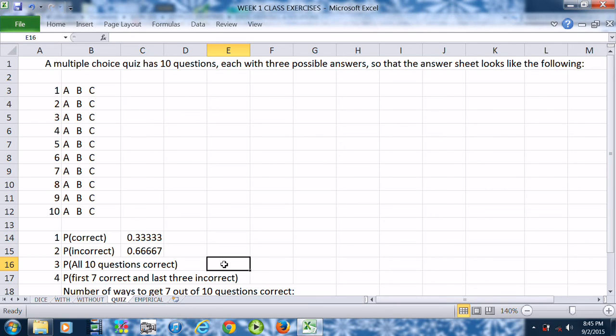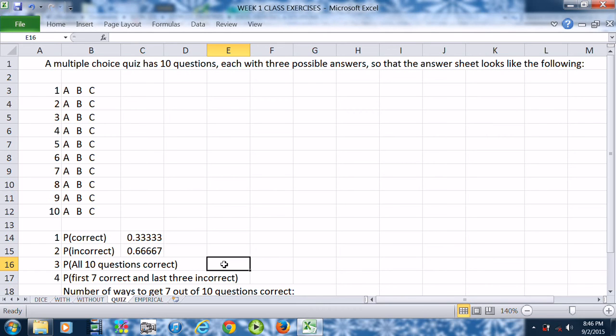Now let's consider the entire quiz. If we were to randomly guess on each of the 10 questions, what is the probability that all 10 questions are correct? So that means the first is correct, and the second question is correct, and the third is correct, and the fourth, and the fifth, all the way down to the 10th. Notice this is an AND problem, which requires use of the product rule.